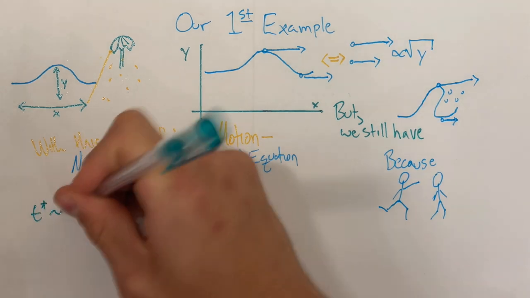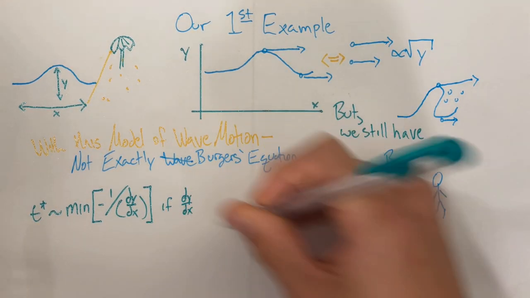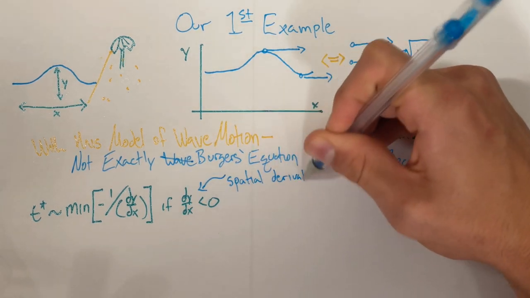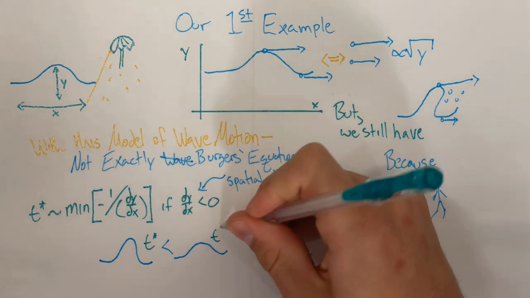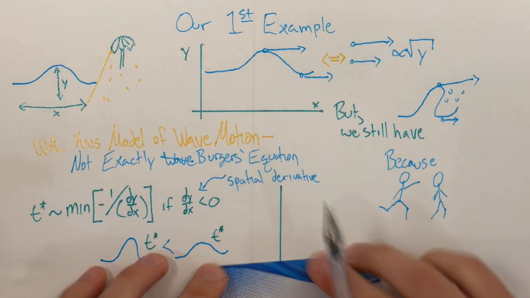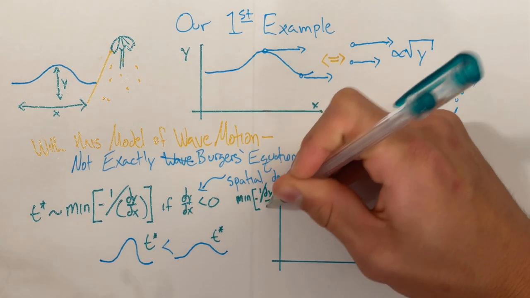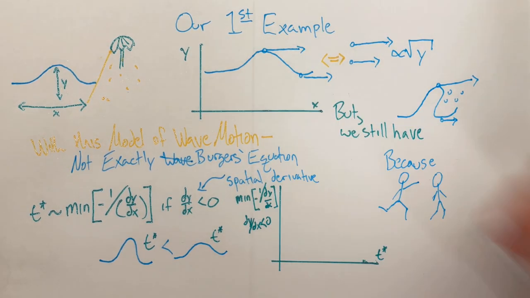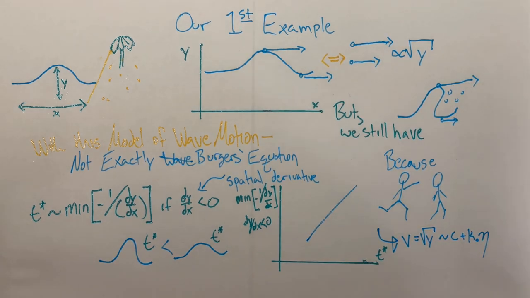Furthermore, breaking time, T star, is roughly proportional to min of minus 1 over dy/dx, a spatial slope, in the instance of water waves. So waves with a steeper negative spatial profile end up breaking sooner. With a graph of T star and min of minus 1 over dy/dx corresponding to a straight-ish line.